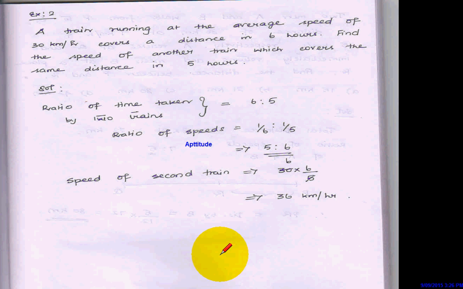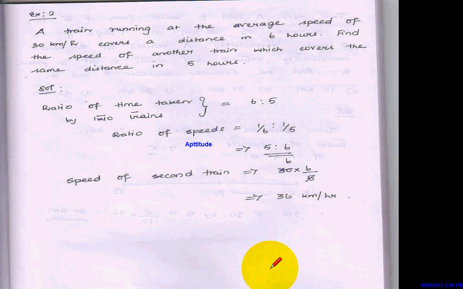It is very simple now. Now we are supposed to calculate the speed of the second train, isn't it? So what is the ratio of speed of the second train? Yes, it is 6. And what is the speed of the first train? It is 30 km per hour. So 30 into 6 by 5. Just by cancelling it, you will get 36 km per hour. That is the speed of the second train.